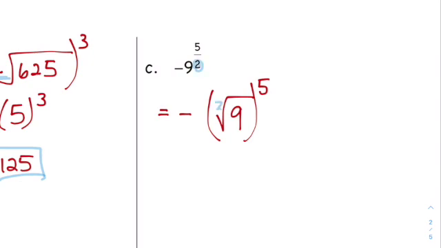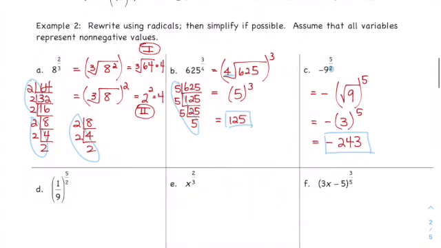You can put it right there, but you don't have to. Negative 9, square root of negative 9 is 3, so negative 3. That whole thing to the 5th power is negative 243. So please give it a try. Example D, E, and F.